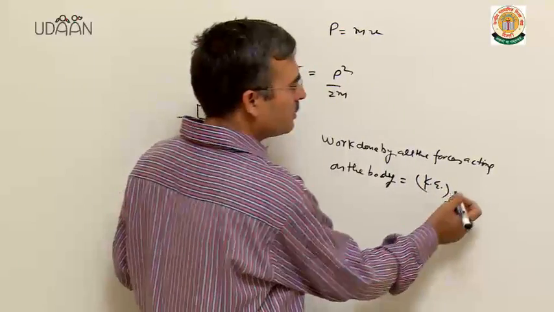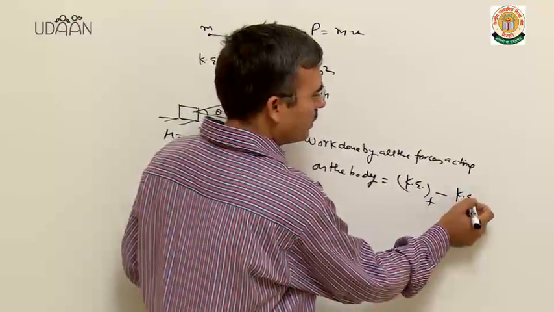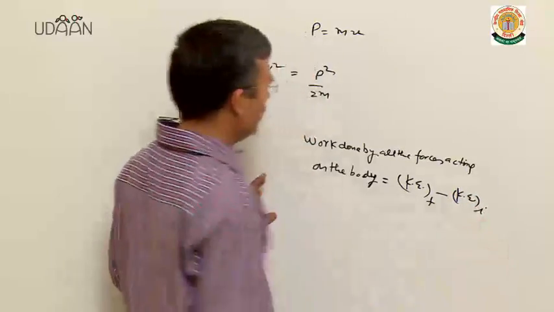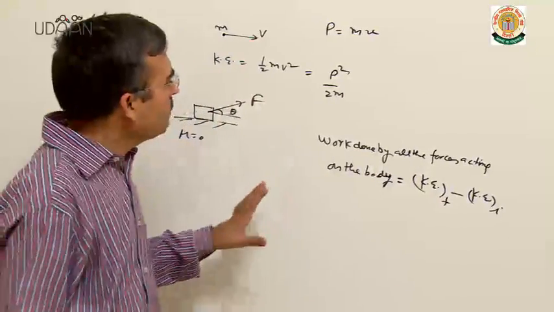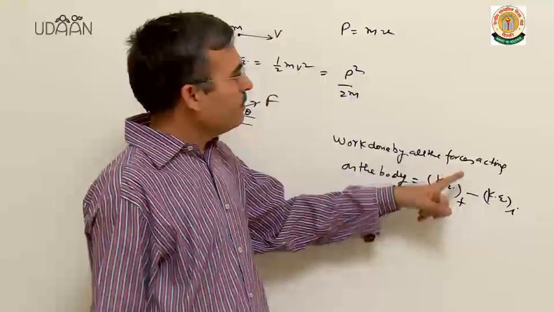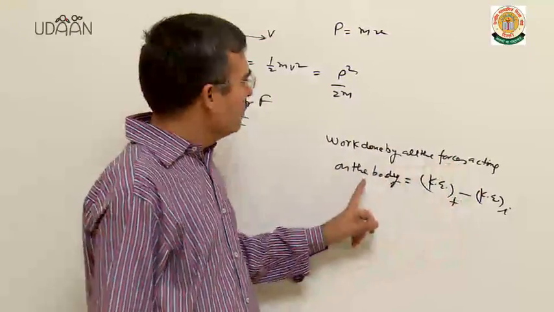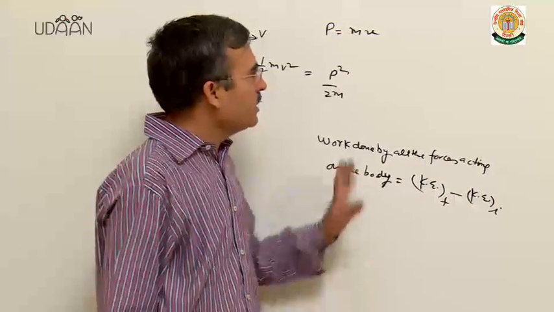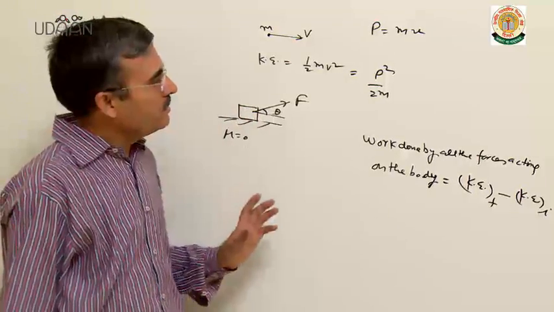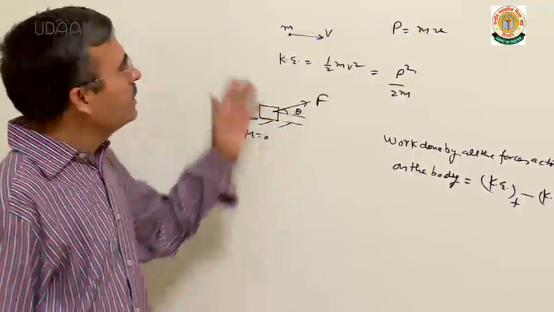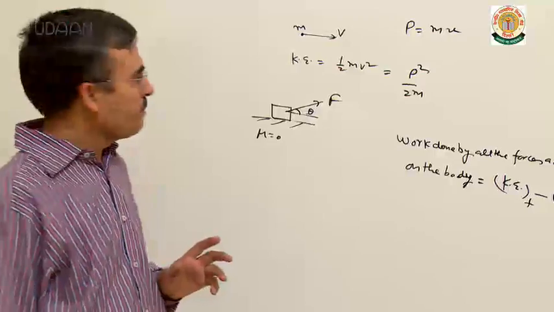Final kinetic energy of the body minus initial kinetic energy of the body. It is work energy theorem, very important theorem. Work done by all the forces acting on the body will be change in kinetic energy of the body. Now we will discuss some examples so that this concept becomes clear to you.